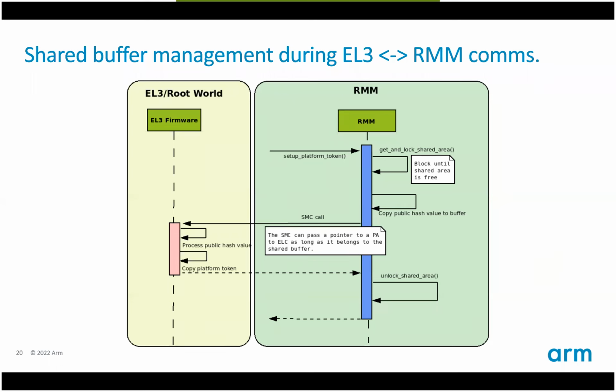So the flow here is quite straightforward. We just lock the buffer when we need to use it. RMM locks the buffer when we need to perform any operation on it, and unlocks it once it is done. And EL3 never has to worry about the buffer at all, because it assumes that the buffer is already locked and owned by the calling PE.